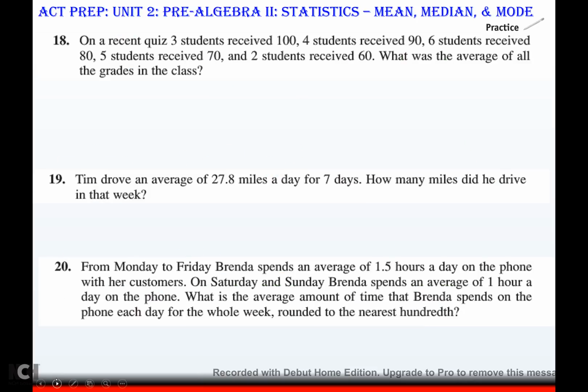18, it says, on a recent quiz, 3 students received 100, 4 students received 90, 6 students received 80, 5 students received 70, and 2 students received 60. What was the average of all the grades in the class?